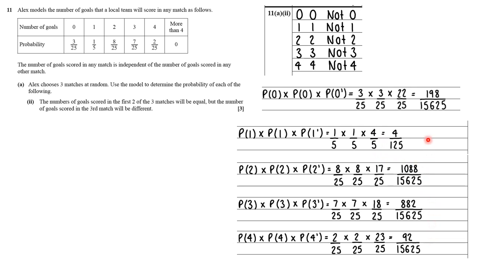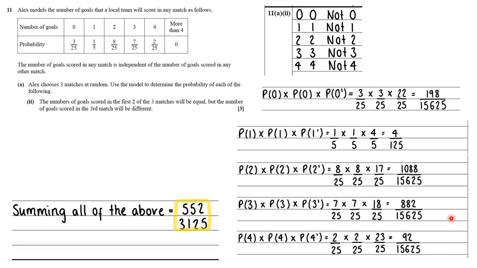So now, because any of these could happen, I could have 0, 0, not 0, or 1, 1, not 1, or 2, 2, not 2, or 3, 3, not 3, or 4, 4, not 4. I sum these all together using the OR rule to get a final answer of 552 over 3,125.